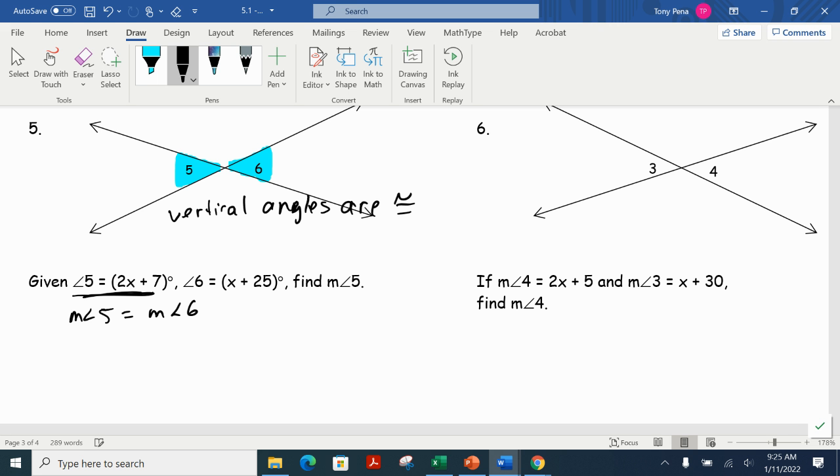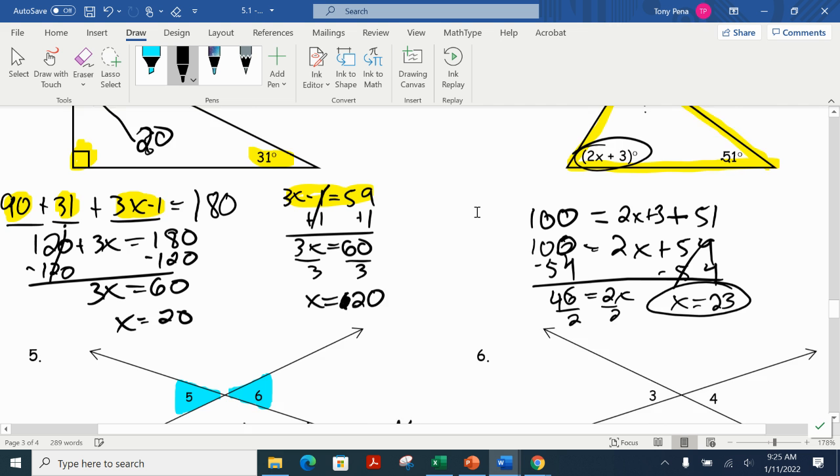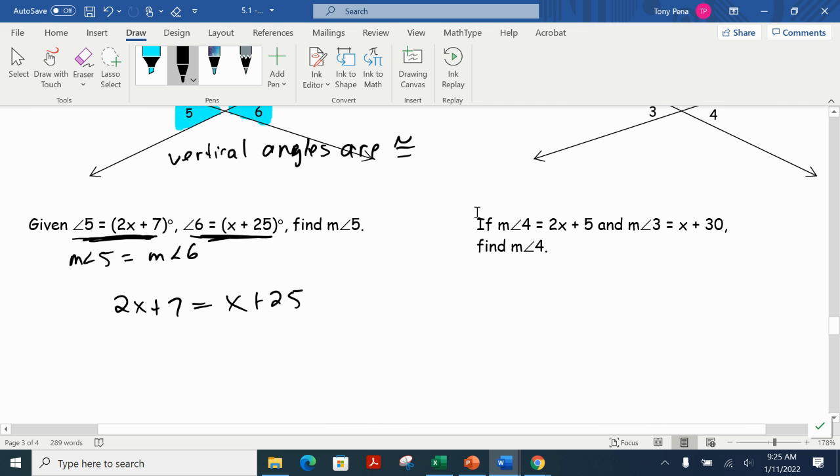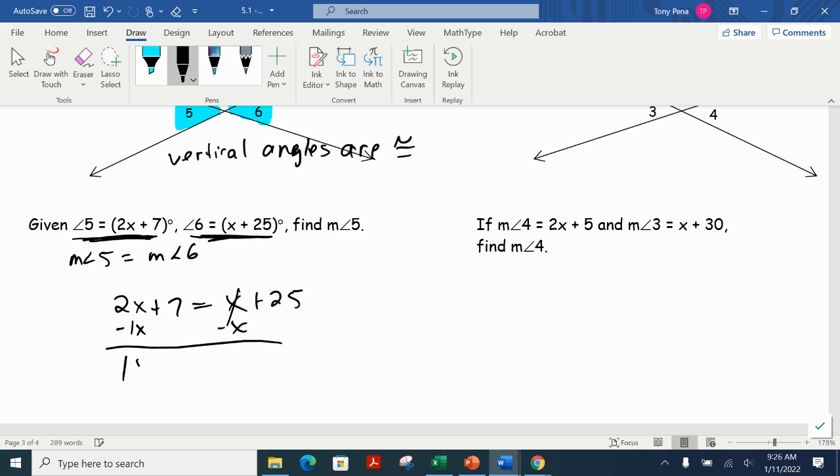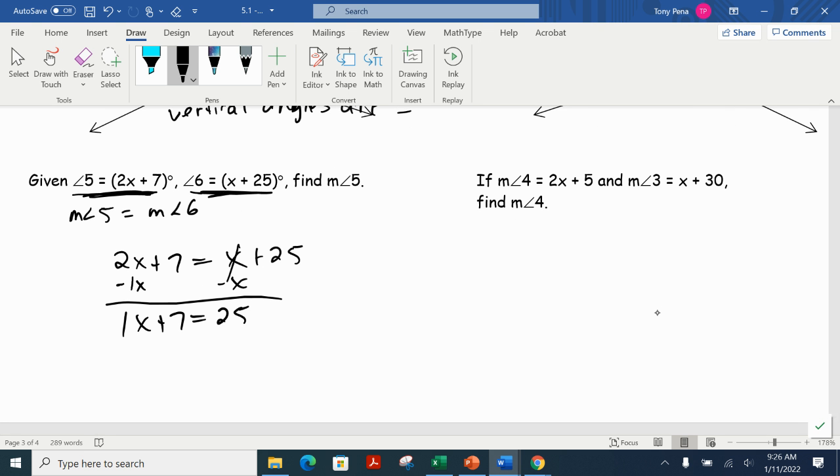So angle 5 is 2x plus 7. Angle 6 is x plus 25. And then you just solve that equation. All right. Is that the same one we did earlier? Either way, solve that. So we'll subtract this x over. Subtract your 7 over. Again, answer the question. 18 is not your answer.